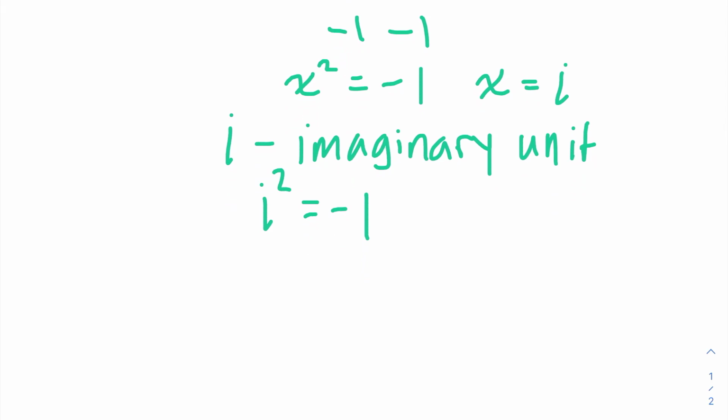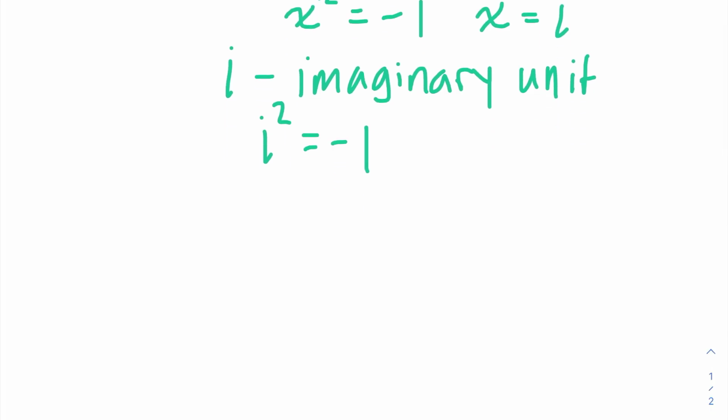Now let's look a bit more into i and its powers. Because if i to the power of 2 is negative 1, there might be all sorts of crazy numbers we get for other powers of i. So let's start off with i to the power of 0. Well, anything to the power of 0 is just 1, so that's equal to 1.